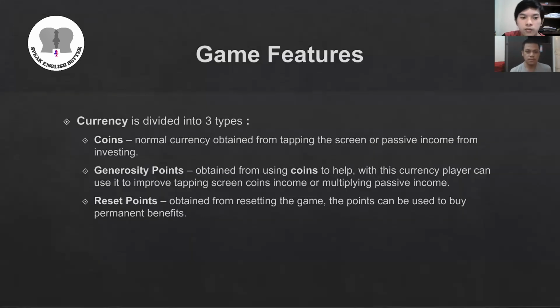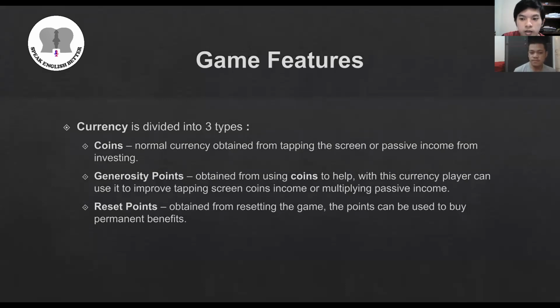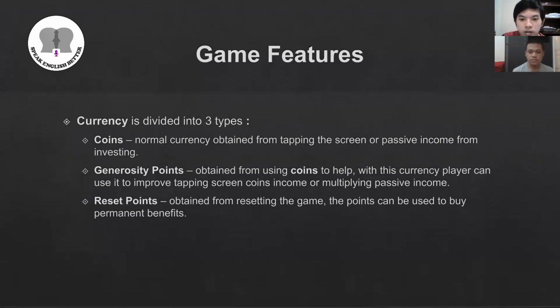Okay. Game features. In this game, currency is divided into three types. Coin, normal currency obtained from tapping the screen or passive income for investing. Coin is important currency in this game because we use the coin to donate to reduce the poverty percentage, and also get the other currency to improve your coin income.